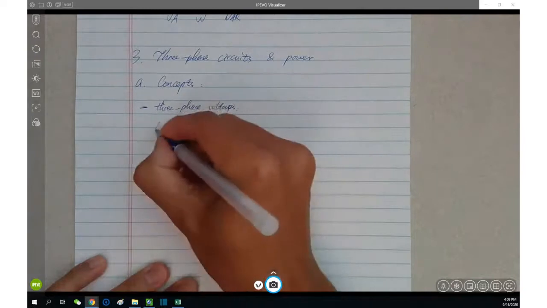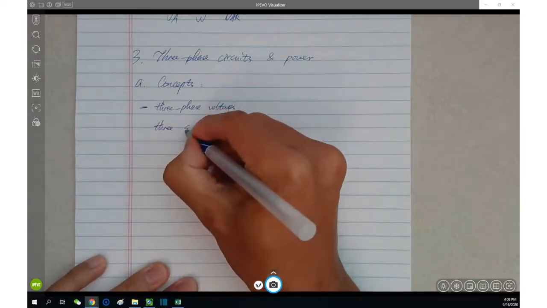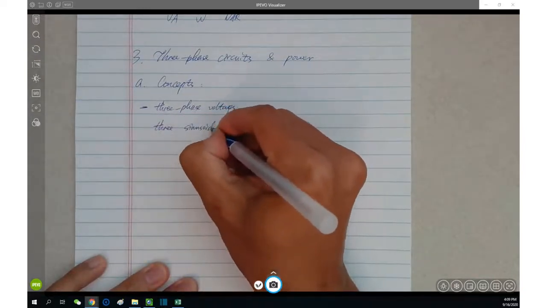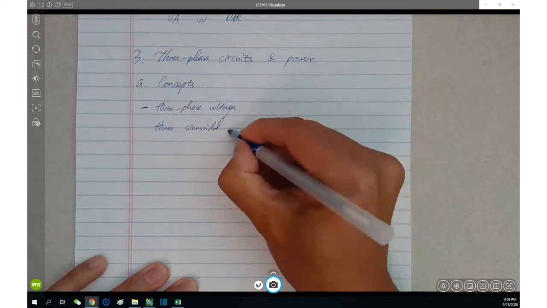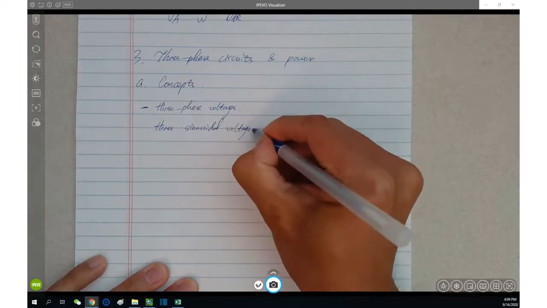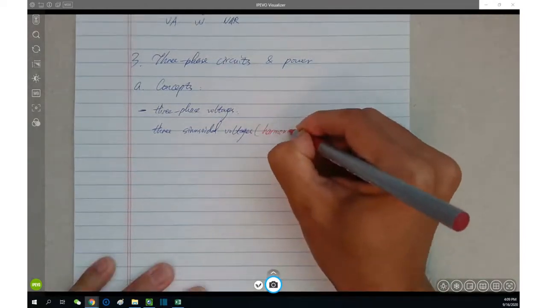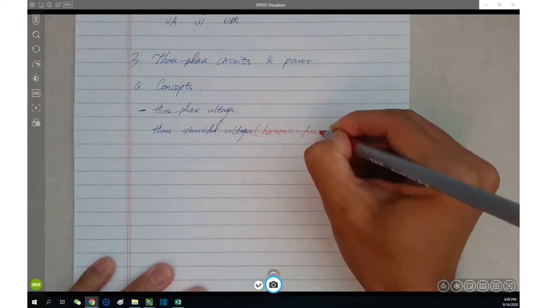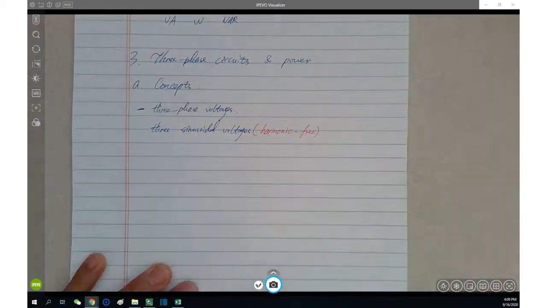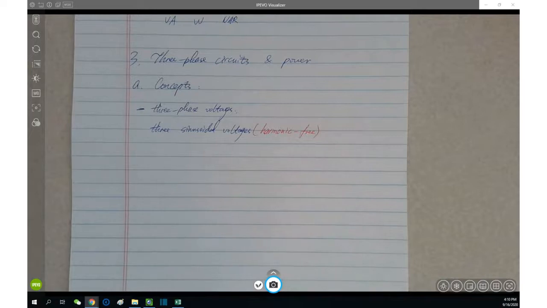And that means three sinusoidal voltages. Here, be careful. Once again, harmonic free, okay, harmonic free. And in this class, we are not studying any harmonic related voltage or current, okay? We are assuming harmonic free.